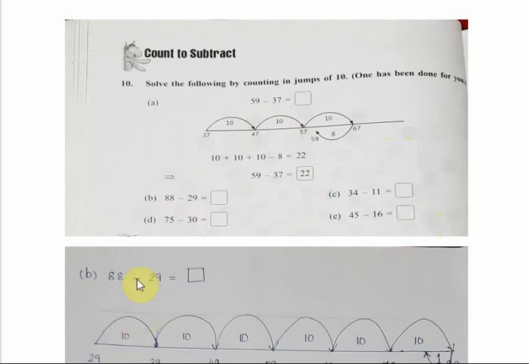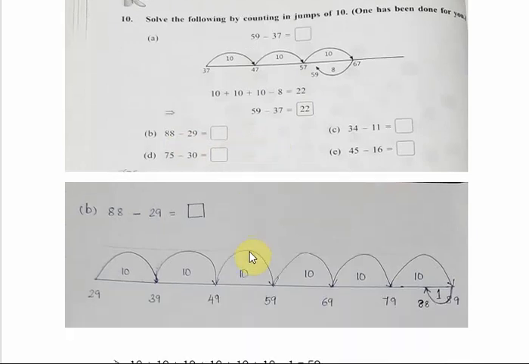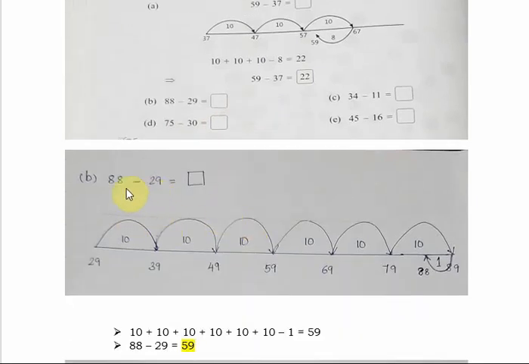Okay. So moving on to the next question. Next question is 88 minus 29. So we have to find out how much is 88 minus 29. How do we solve this by counting in jumps of 10? See, which is the smallest number here? It is 29. Otherwise the subtrahend is 29. So from where do we have to start? We have to start from 29. So we can start from 29 and we make jumps of 10s.